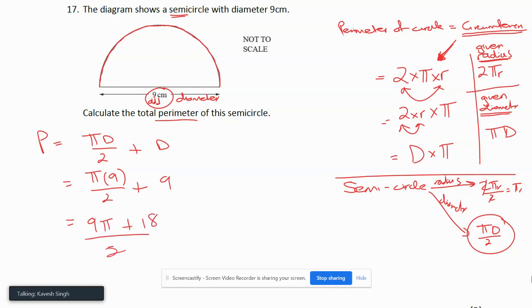We can put this on a calculator. If we want, we can even leave it like that. I could even have simplified it directly and said 9 divided by 2 is 4.5. And if I get 4.5 pi, like that, plus 9 would equal 13.5 pi. We can put that on a calculator and round it off to 3 significant figures, 2 decimal places, whatever the requirement from the exam.